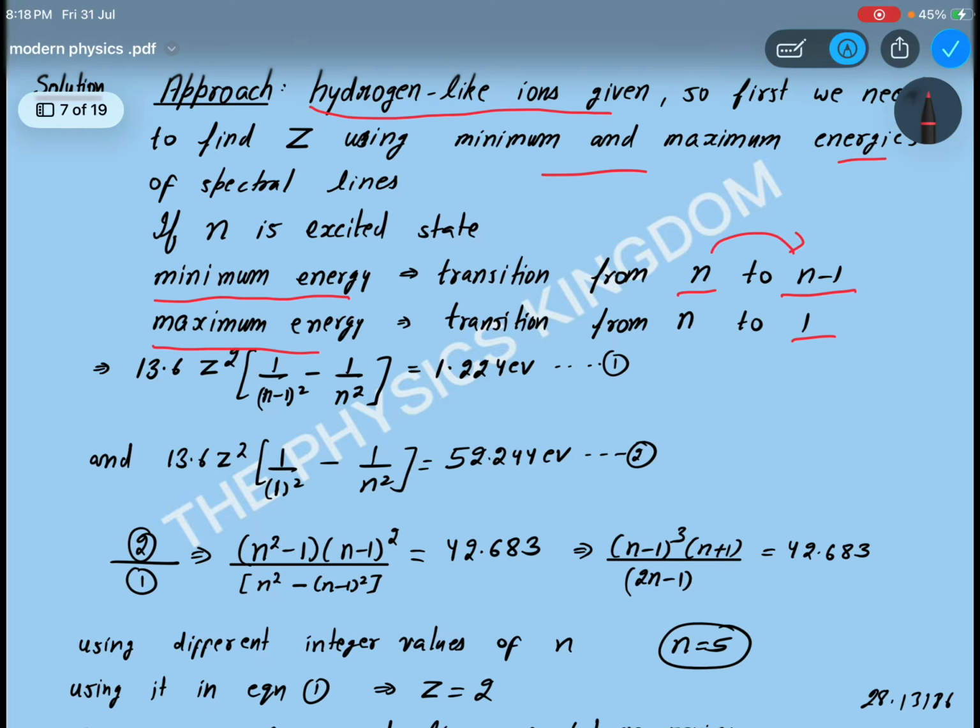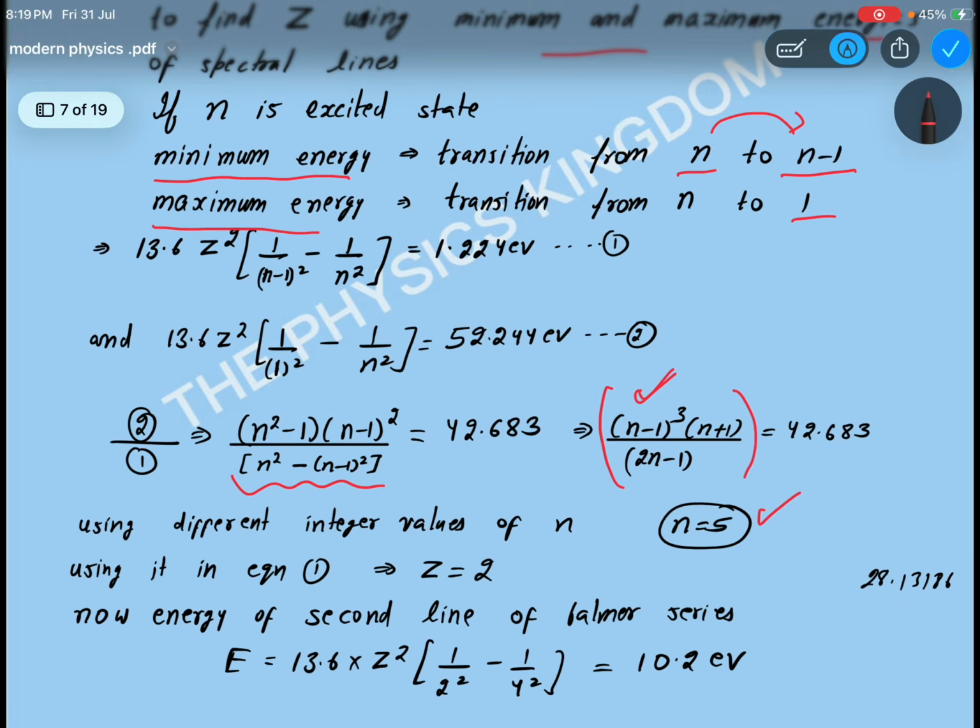These two equations I am dividing and rearranging. After rearrangement I am getting this kind of expression. Now, good students are always better than physics teachers in calculations. You can substitute different values of n, since we know n is an integer. Quickly, we can get the value of n by the hit and trial method. So n you are getting as 5.